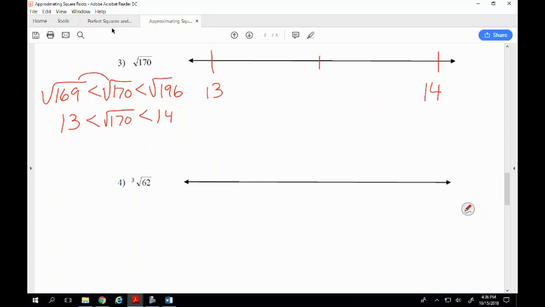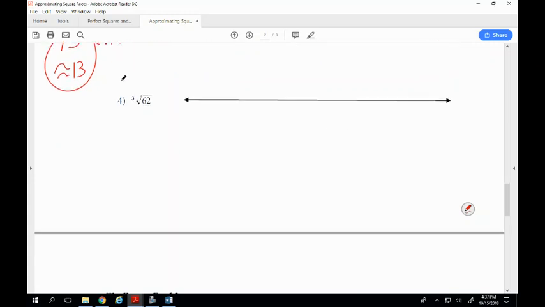We look and compare our gap. Left side only has a gap of 1. Right side has a gap of 26. So we're closer to 13. So we have to be on the left side of middle, and we put the square root of 170. And our last one, we have a cube root of 62. Again, you would flip back to that chart. I'm not going to worry about that right now, but you would flip back to that chart.